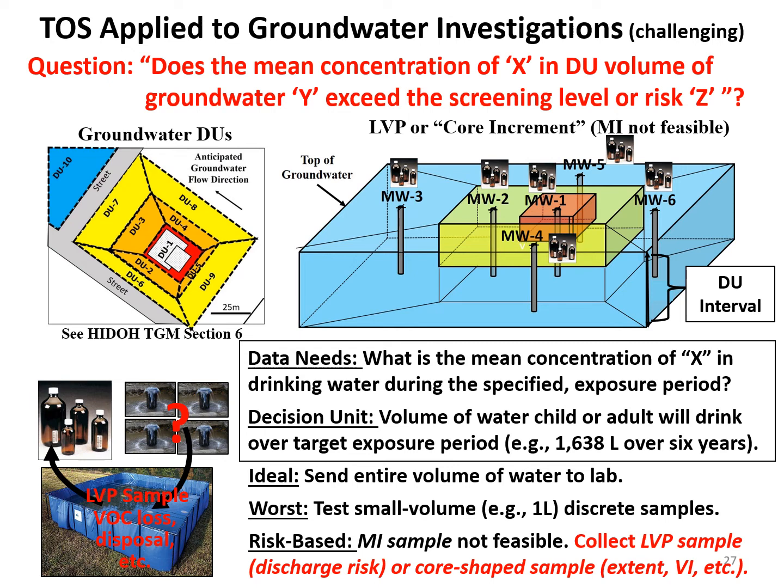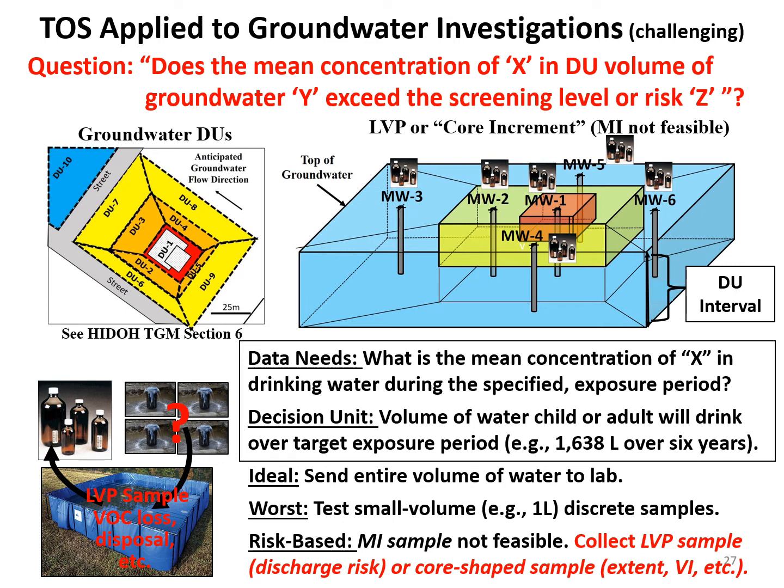Your DU volume might be the volume of water that a child or adult would drink over a target exposure period. Typically for non-cancer concerns, we assume 6 years. If you look at the exposure rate of children, we assume they drink, I think, 0.78 or 1 liter or so of water per day. This comes out to about 1,600 liters of water over 6 years. So that might be your decision volume of water that we want just one number for. Ideally, maybe you'd purge this volume of water from the well and send that entire volume to the laboratory, but you can't really do that.